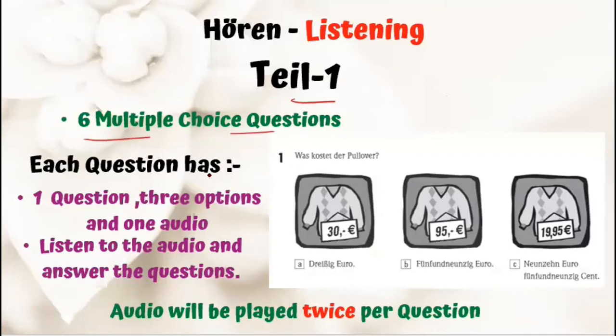Now, what is there in these 6 multiple choice questions? Each question has 1 statement, like this, and 3 options like this, this, and this. So you have to listen to the audio and answer the questions, and the audio will be played twice per question. Now, what is there in this question?